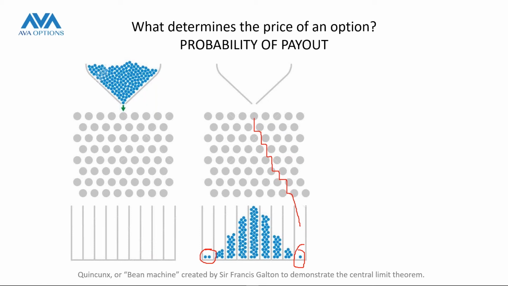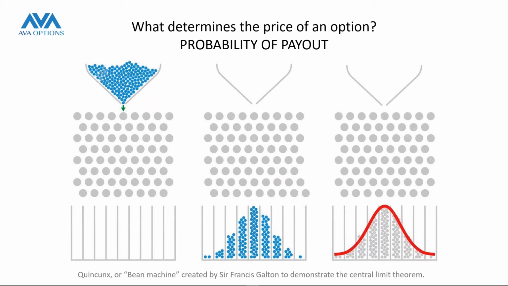And the chance of that happening is very small. 50% of that times 50% of that times 50% of that. Very small chance of making it out to the end. What does that distribution look like? It looks like a normal distribution.